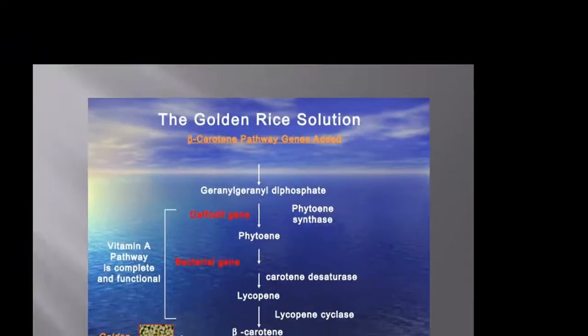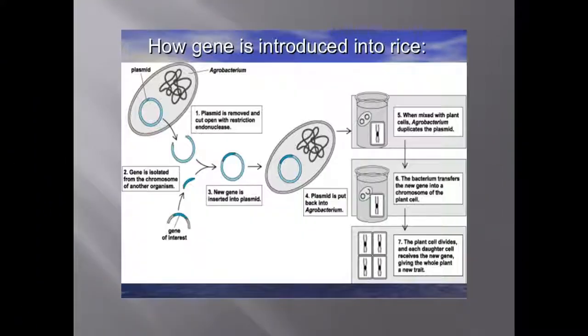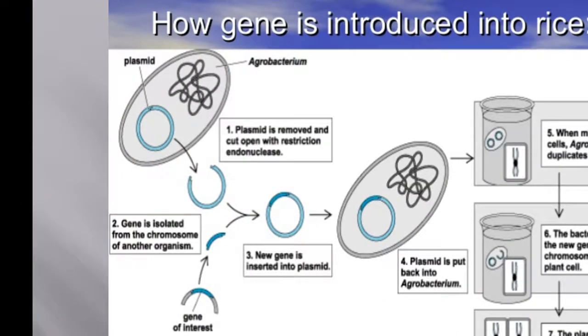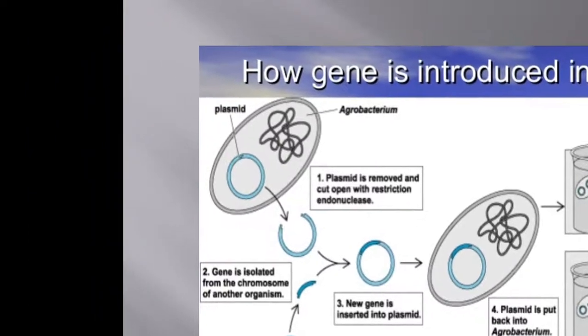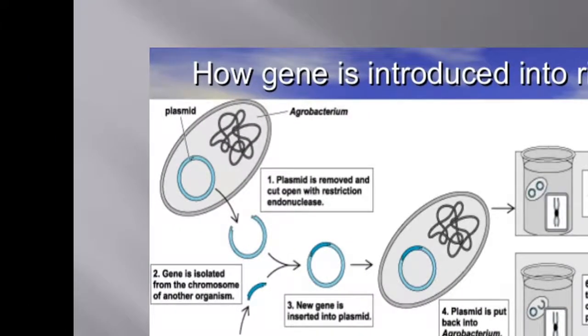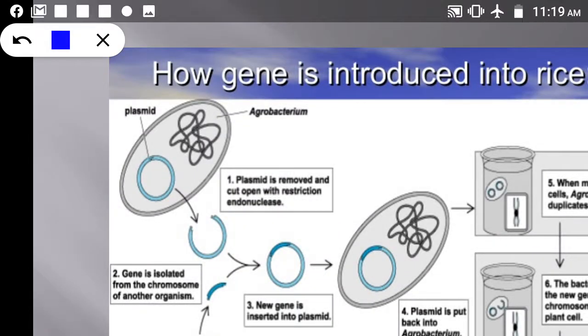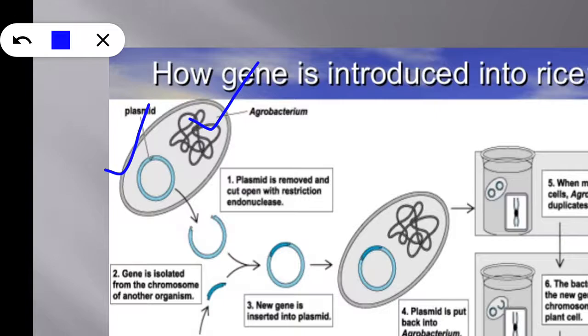And coming to the next aspect of the rice, how the gene is introduced into rice. So already we know the two genes. In this slide you can find, as I have already said, the vector used for the transformation is the agrobacterium. Agrobacterium has its own DNA and it has its plasmid DNA. So this is the plasmid DNA and its main DNA. So the first thing is we need to isolate this plasmid from the agrobacterium.